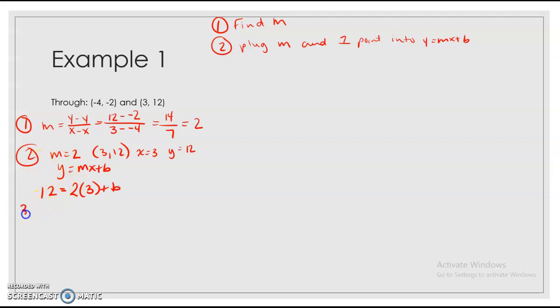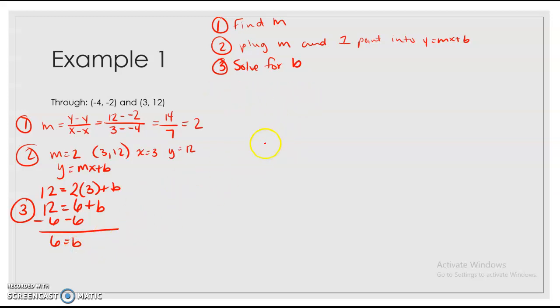Right here we start step 3. Step 3 is to solve for b. So 12 will equal 2 times 3, which is 6, plus b. To get b by itself, I'm going to subtract 6 from both sides. Then I get 6 equals b. And so that's step 3.